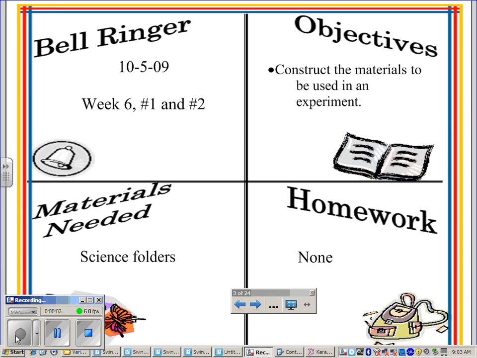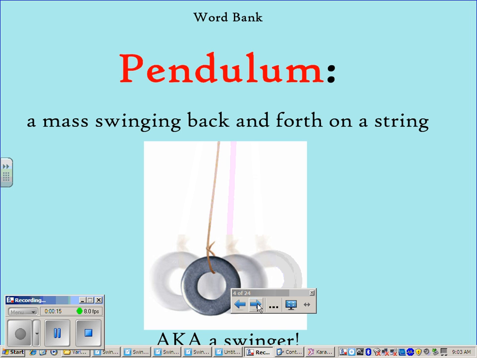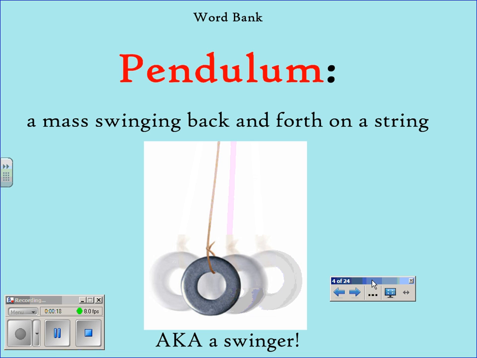Today in class, this is on Monday, we built our swingers to do our experiments for the next unit. So our objective was to construct the materials to be used in an experiment, and there was no homework. Our swinger is based off of a pendulum, and a pendulum is a mass swinging back and forth on a string, also called in our classroom a swinger.